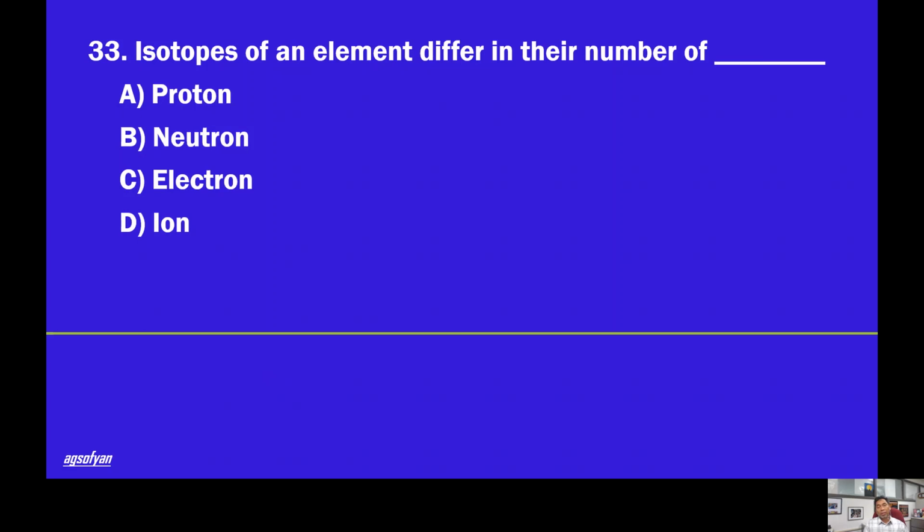Number 33. Isotopes of an element differ in their number of A. Proton, B. Neutron, C. Electrons, D. Ions. Choose your answer. Yes, the answer will be neutron. So sometimes in one element, the number of neutrons is not the same. So this is what makes that element have several kinds of atoms, and they are called isotopes.